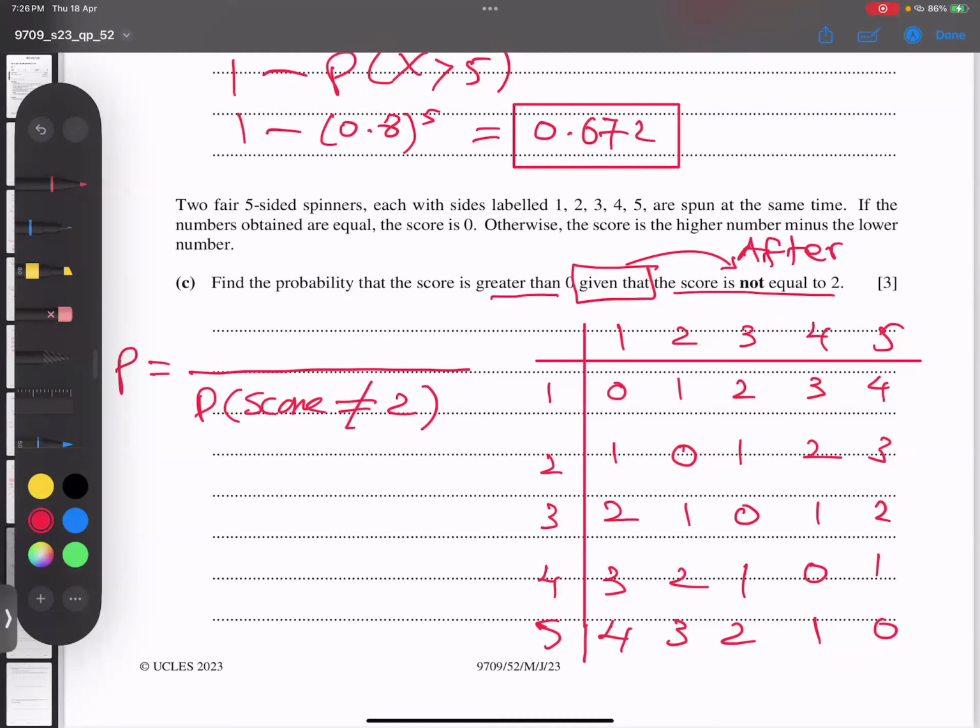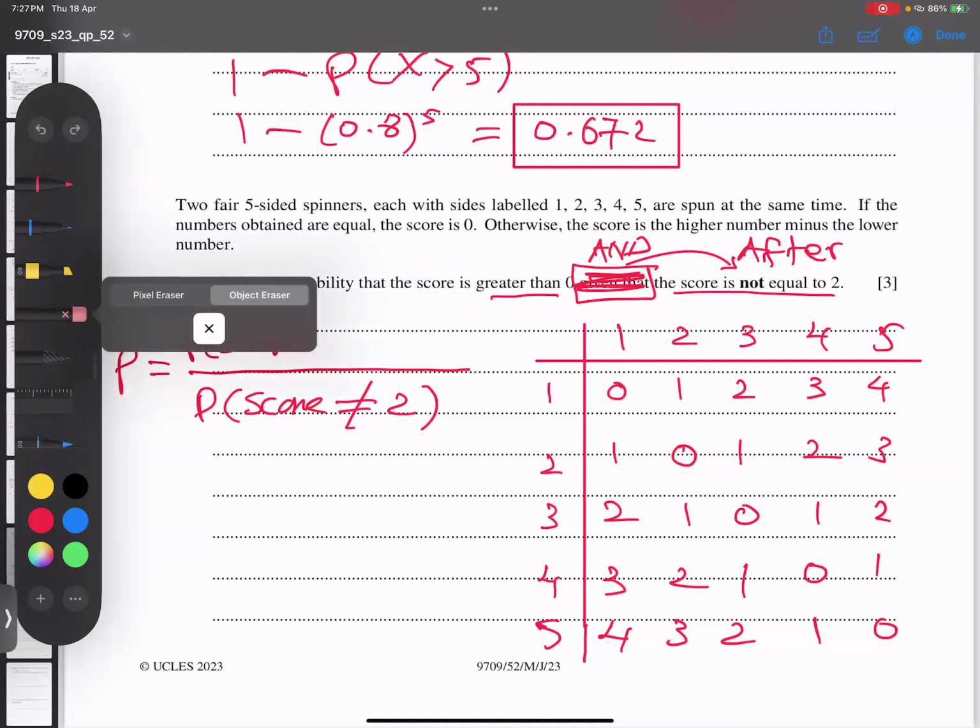And it says what? Now I will write the and word and read it all together, but don't write given that. So the score is greater than 0 and not equal to 2. Repeat, score is greater than 0 and not equal to 2. So I'm writing here the probability score is, wait a minute, I think this 0 is also there. Let me write again. Wait a minute. Okay, hold on.